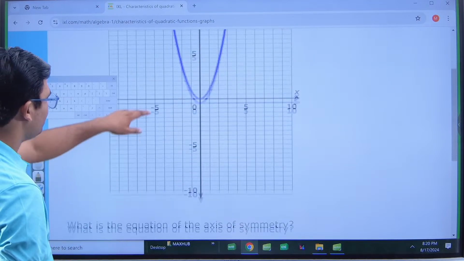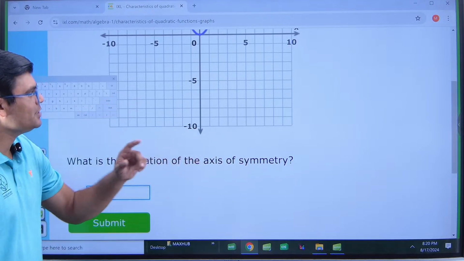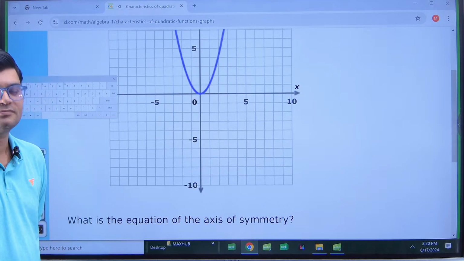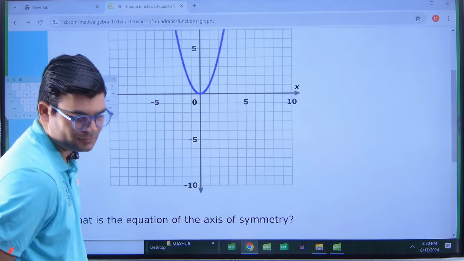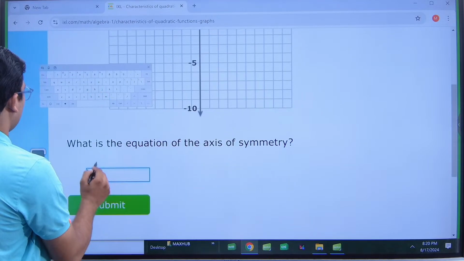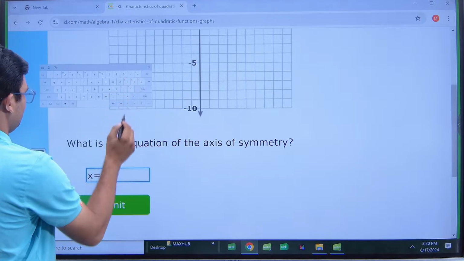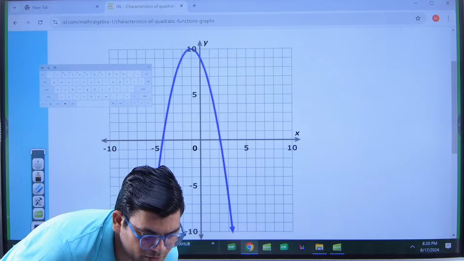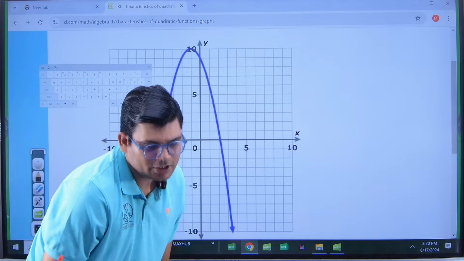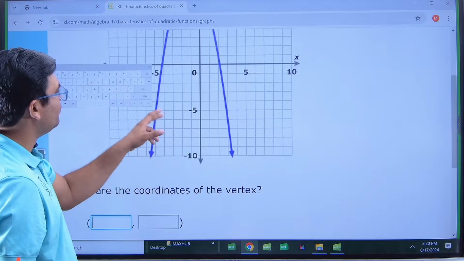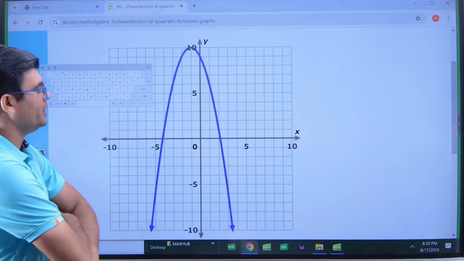Now tell me, the question is: what is the equation of the axis of symmetry? x is equal to 0. Wonderful. x is equal to 0. So we will write x is equal to 0. Good. Yes, Utkarsh. Okay, what are the coordinates of the vertex? Tell me, what is the coordinate of the vertex?